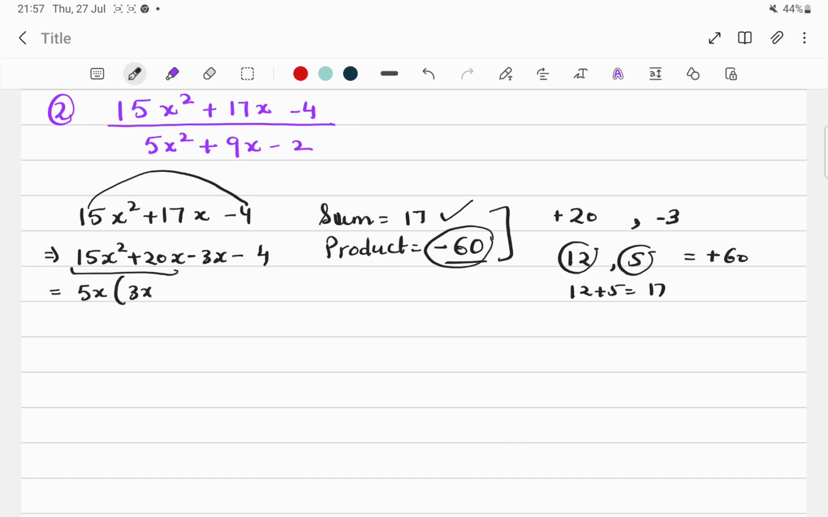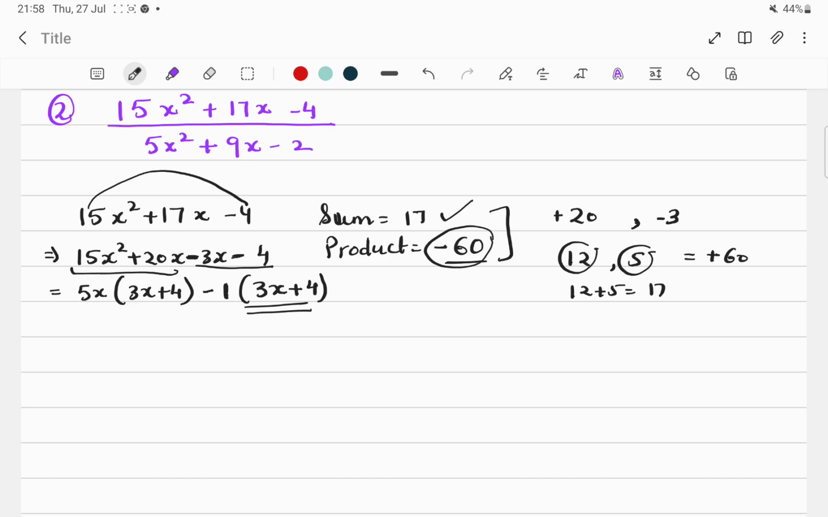So it will be 3x plus 4 and then minus 1, because nothing is common here. And see here, because it's a negative sign here and we are taking negative 1, so the signs inside will be changed. So negative 3x will become positive 3x and negative 4 will become positive 4.